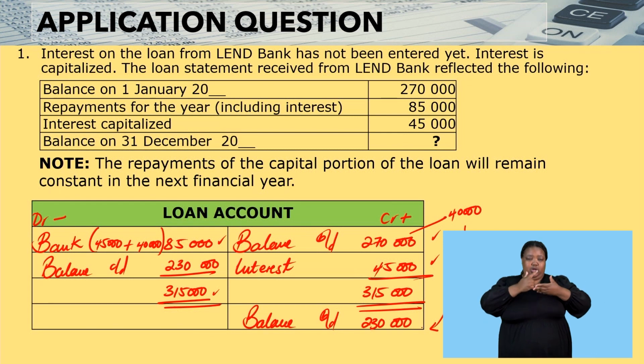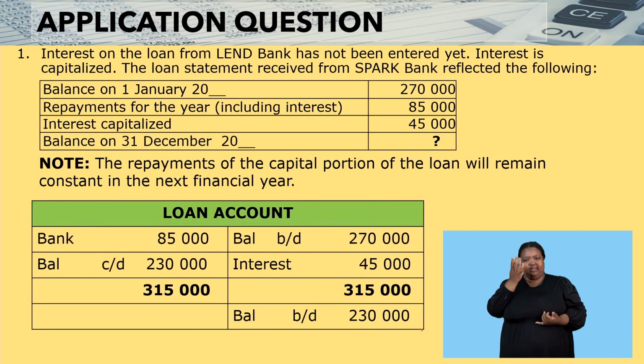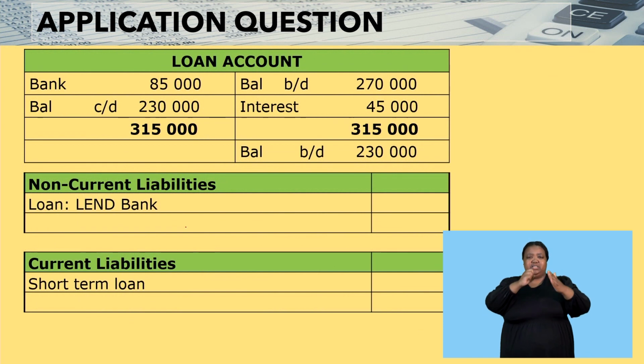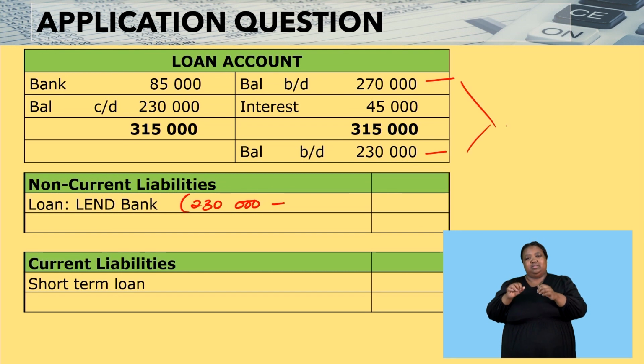When we have this loan account, which is what you see there, you can now complete your statement of financial position. Where we are beginning, we start with our non-current liabilities, loan Land Bank. I'll take the loan at the end, which is 230,000. We have been told that we'll make the same capital repayments on the loan in the next financial year as we did this year. How much did we repay on the loan this year? 270 minus 230. That gives you 40,000.